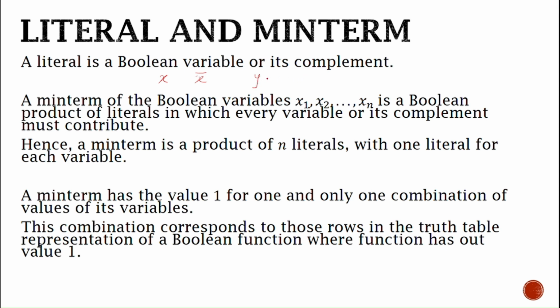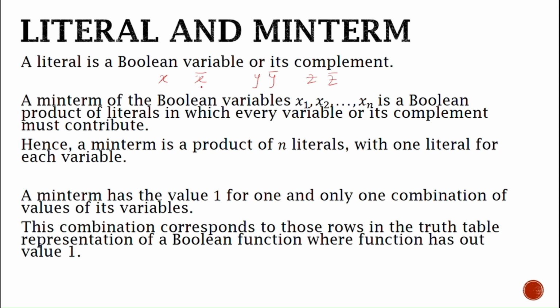Similarly, if we have a three variable function of x, y, and z, then the literals would be these six. So the function can be written in the form of x, x bar, y, y bar, or z, z bar. So the function can be written in the combination of only these six literals. So all the possible variables which will be used in writing that function are called literals.